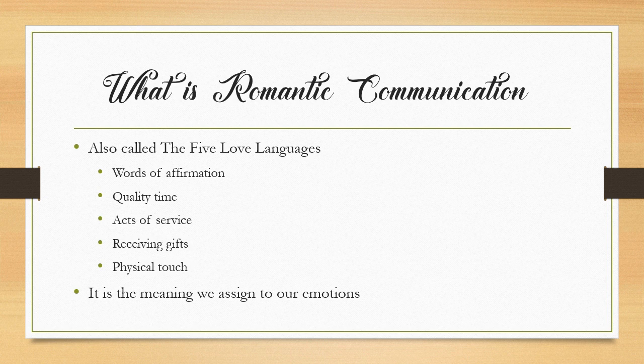But romantic communication is best broken down into 5 things called the 5 love languages. This includes words of affirmation, quality time, acts of service, receiving gifts, and physical touch. To sum it up, it's the meaning that we assign to our emotions.